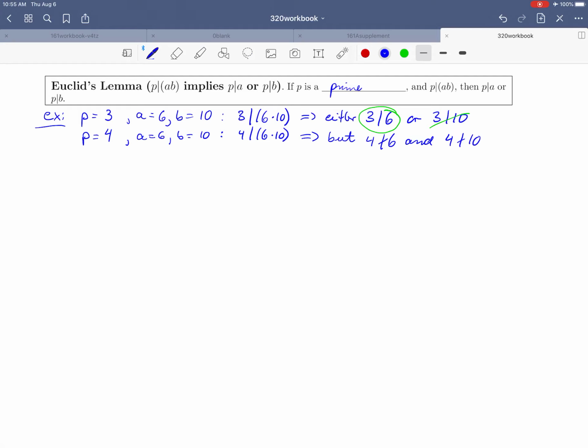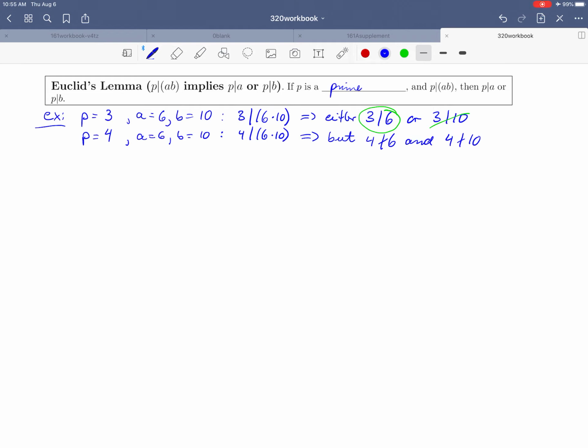And if you like, you can think a little bit about what goes wrong here when P is not prime. It has something to do with prime factorization, and we're going to look at the fundamental theorem of arithmetic a little bit later that sheds some light on this. But at this point in time, all that I wanted to illustrate is what Euclid's lemma says. So that if P is prime and P divides the product of two integers, then it has to either divide the first one or the second one of those integers in that product.